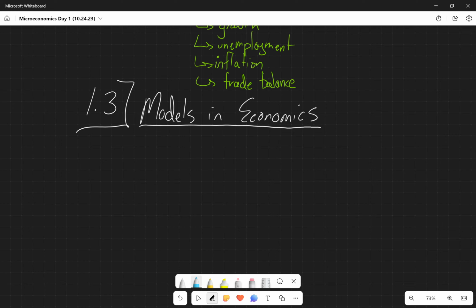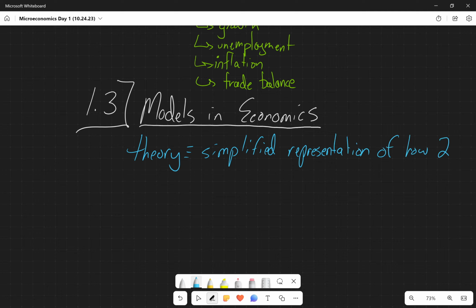So a theory in economics is defined as a simplified representation of how two or more variables interact with each other. I guess two or more would be one plus? I don't know. Two or more.